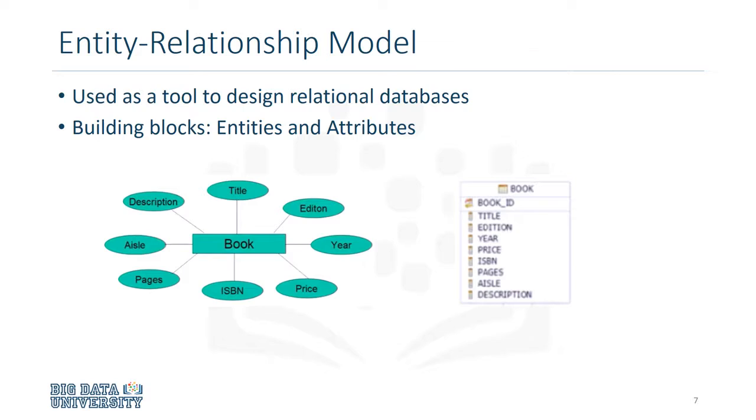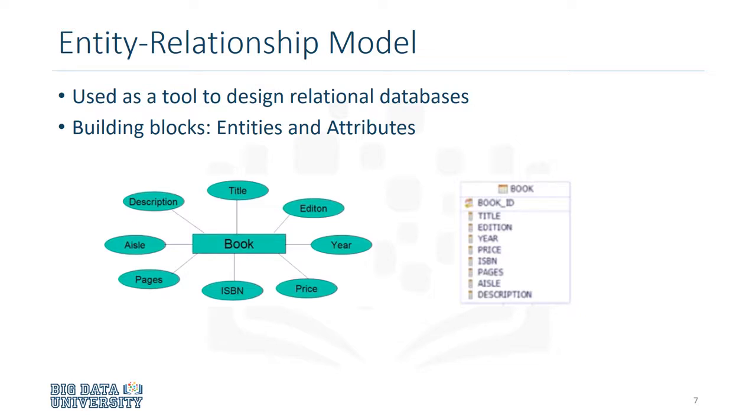The building blocks of an ER diagram are entities and attributes. Entities have attributes, which are the data elements that categorize the entity. Attributes tell us more about the entity. In an ER diagram, an entity is drawn as a rectangle and attributes are drawn as ovals. Entities can be a noun, person, place, or thing.